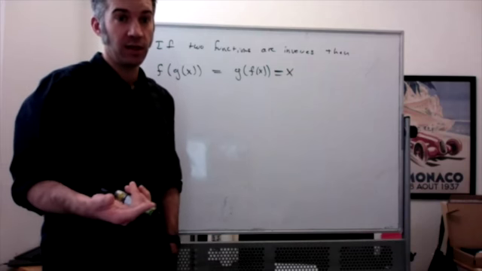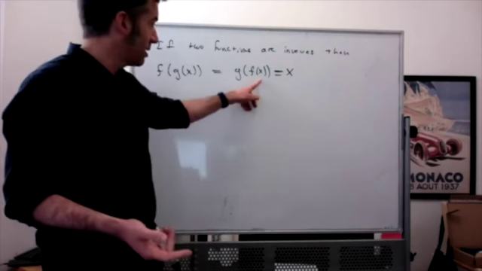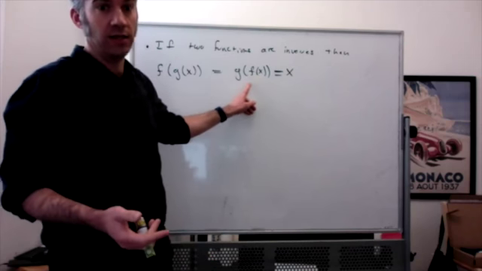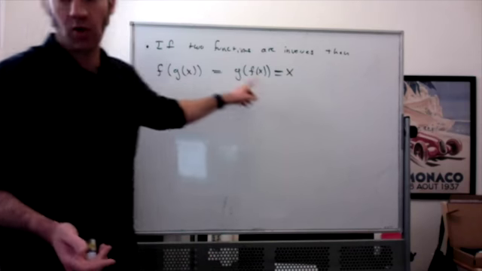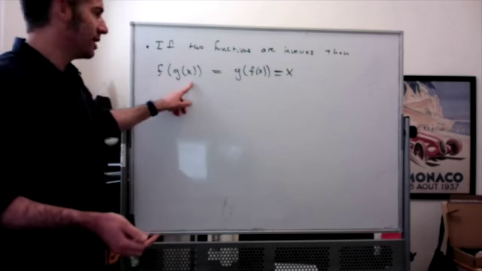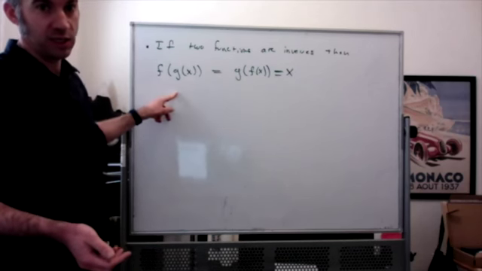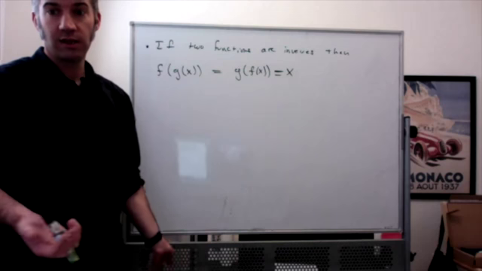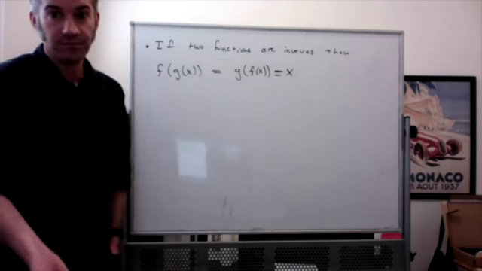f does something to x, right? So you start with x, f does something, g undoes that, and we end up back at x. Or start at x, g does something, f undoes what g did, and you get back to x. So that's the idea with inverse functions.